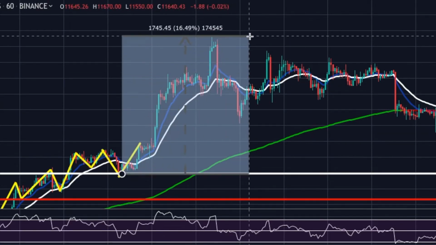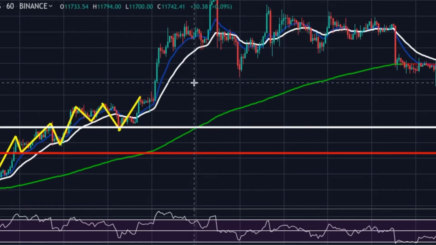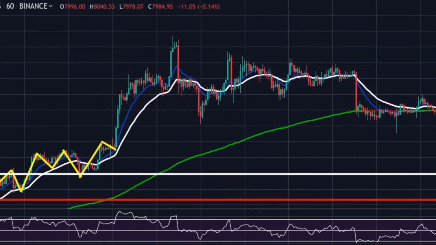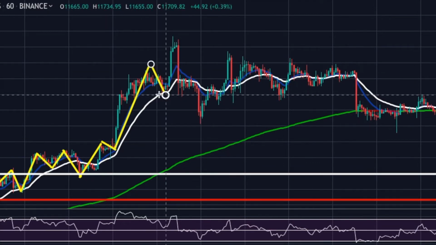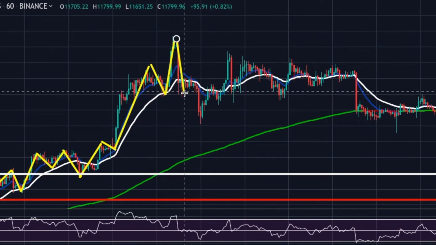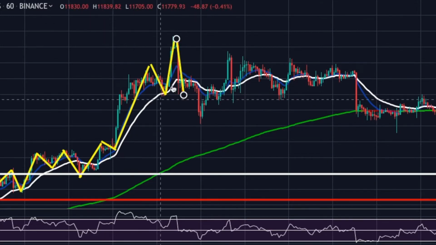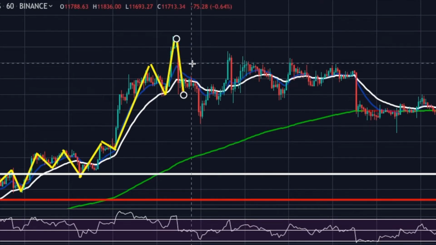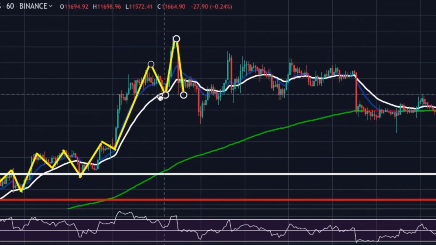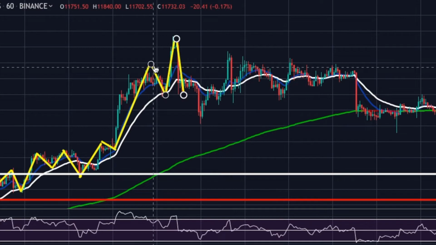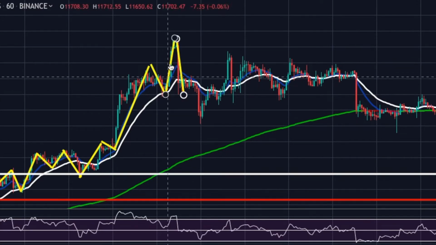We're going up 16%, and the market is going this way. So we're going up, we're going down, going up, we're going down. So I will exit the trade when the price breaks the previous low. In this case, this is the low because we have higher low, higher high, higher low, higher high, higher low, higher high.